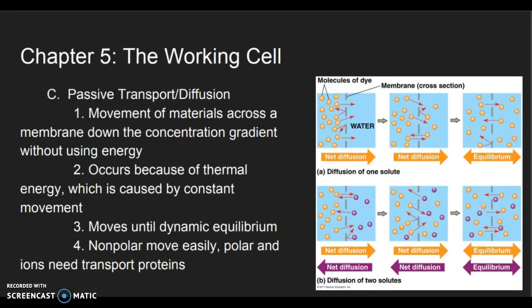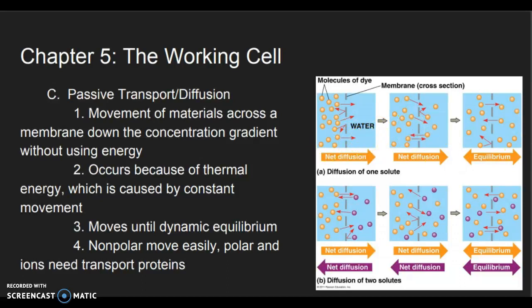Now here we're going to be getting into passive transport and diffusion. So diffusion is the movement of materials across a membrane down their concentration gradient. And in diffusion and passive transport, there is no expenditure of energy. So in order to go through diffusion and have passive transport, you're not going to need anything like ATP or any energy to facilitate this process. And this is because all these reactions occur because of thermal energy, and this is because of the constant movement that exists between solute particles.